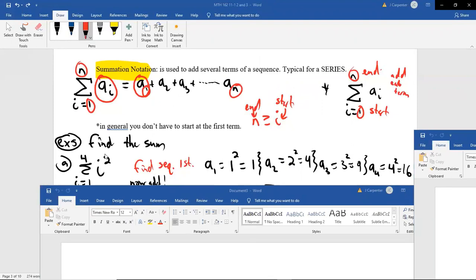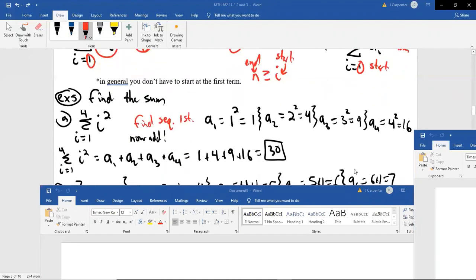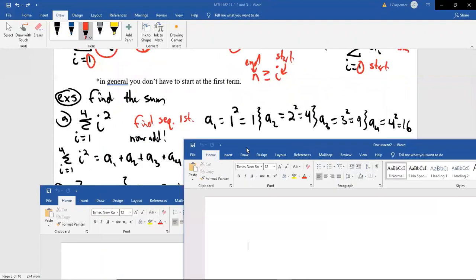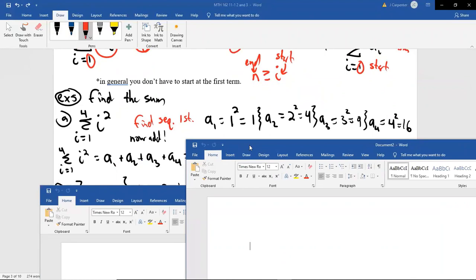What do we do? We add them. Add the terms. So the sum of I squared from the first through the fourth terms is the first term plus the second term plus the third term plus the fourth term. If you don't feel like you need to write out this step, that's fine. You don't have to. But I'm being very meticulous to start this. Where we know the first term was 1, we know the second term was 4, we know the third term was 9, and we know the fourth term was 16.